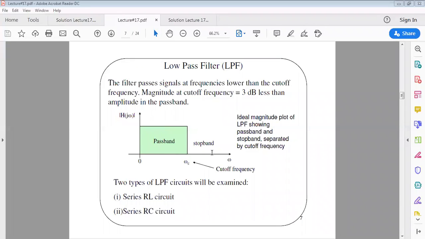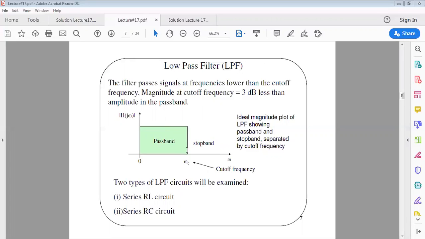Looking at this magnitude plot of low pass filters, what we have here is the ideal magnitude plot. What is meant by ideal? Ideal is a case whereby the separation between the pass band and stop band is very sharp, as shown here. It is quite difficult to realize in a real case.